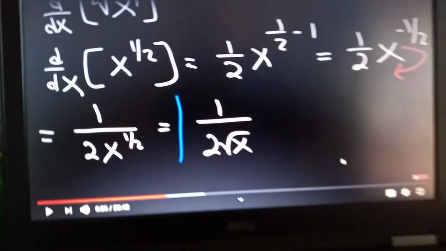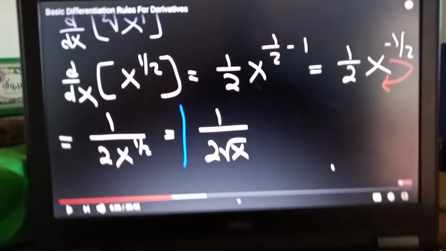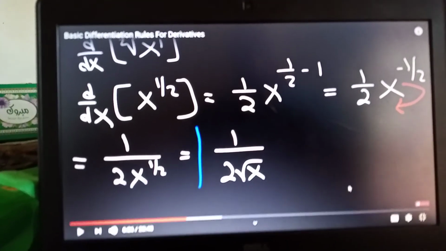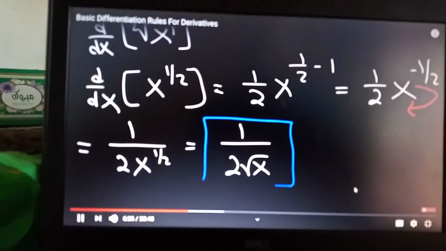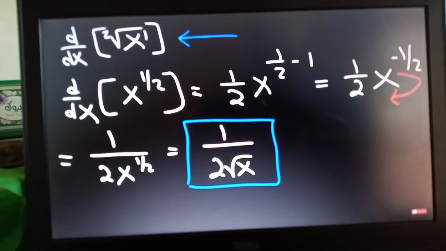And so this is the first derivative of that function, the square root of x function. Let's try another radical function. Let's use the 7th root of x to the 4th power.